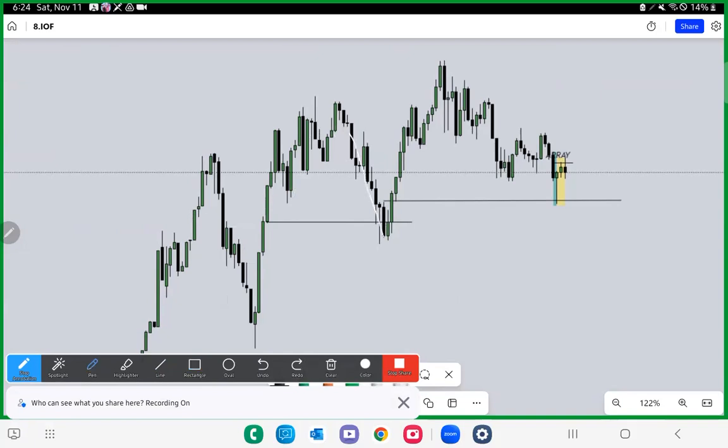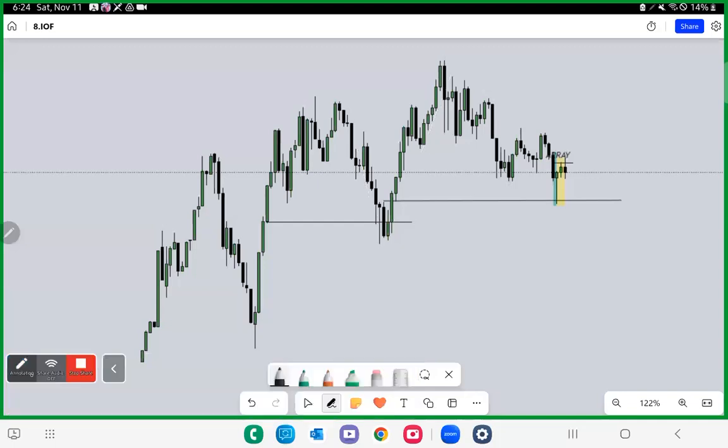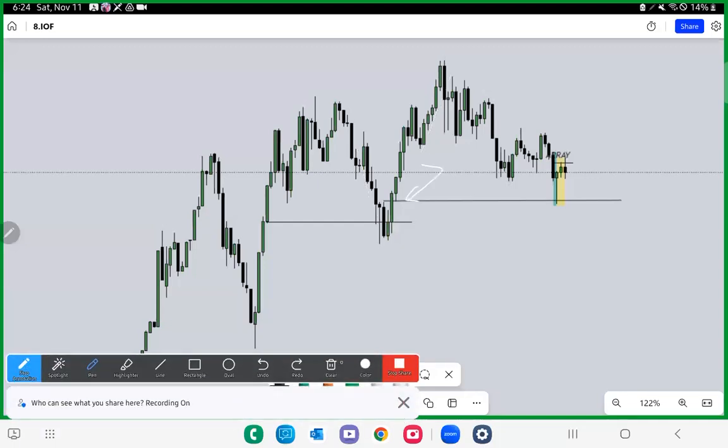Price comes down into here, back up. And then now we've traded down into discount array. All right. This is a 6-month chart. Right. Also pay attention to the inefficiency here.